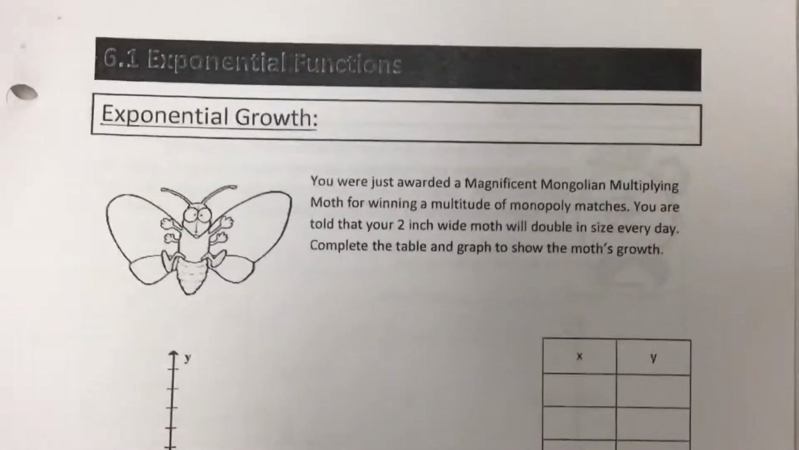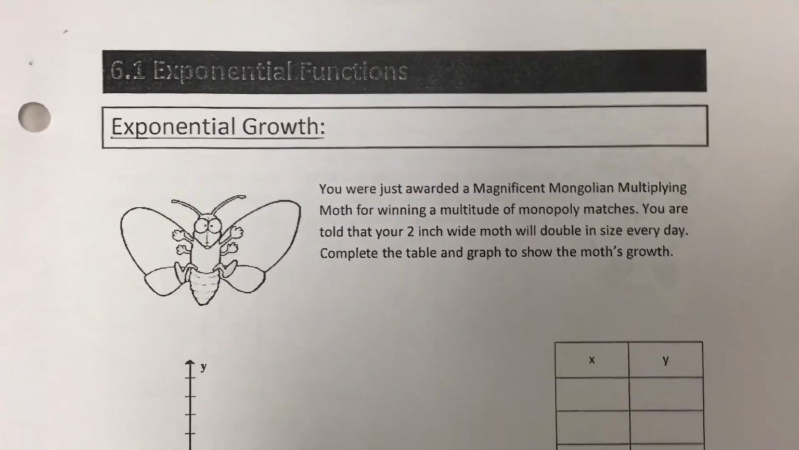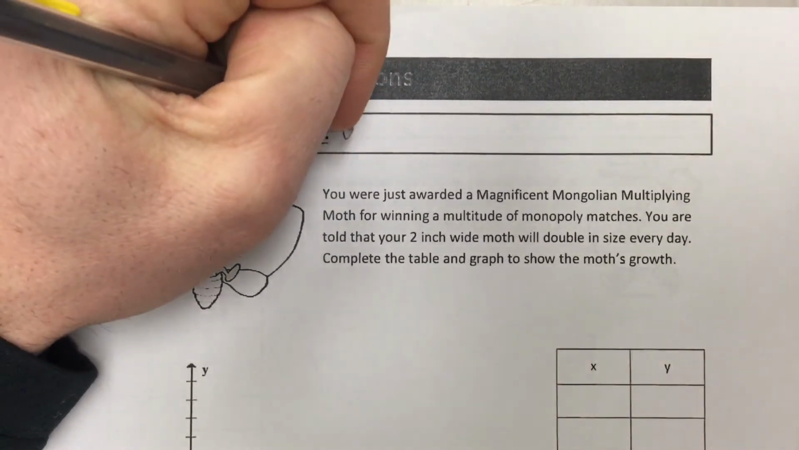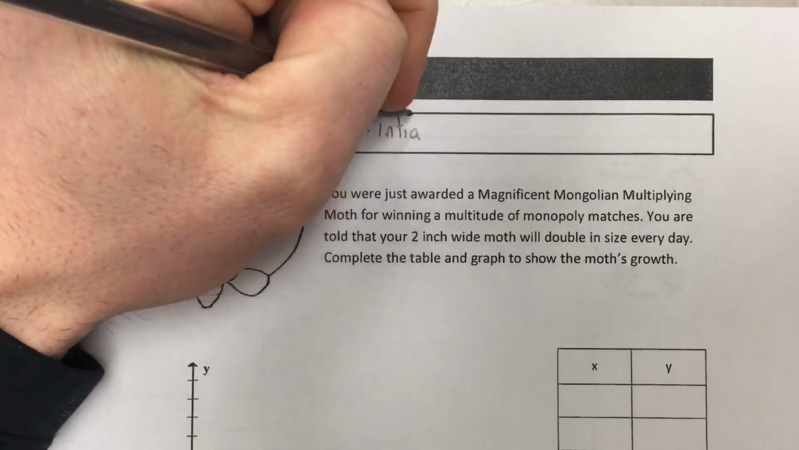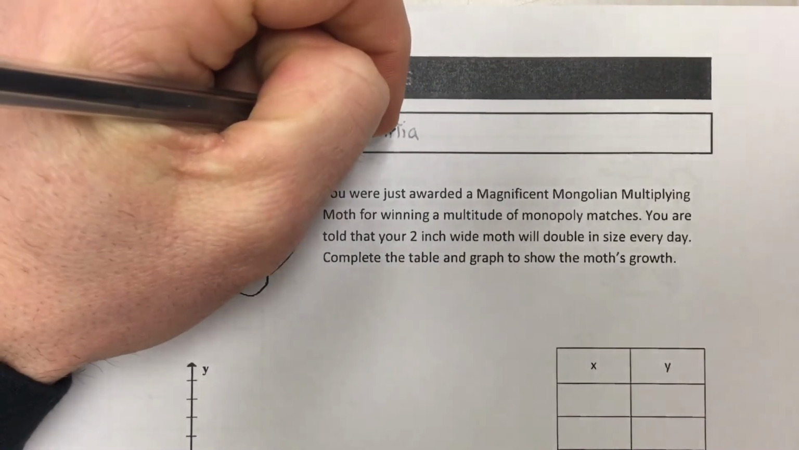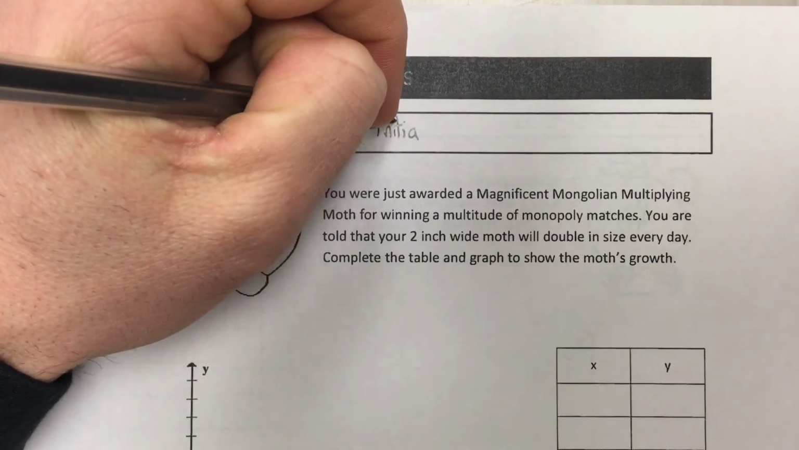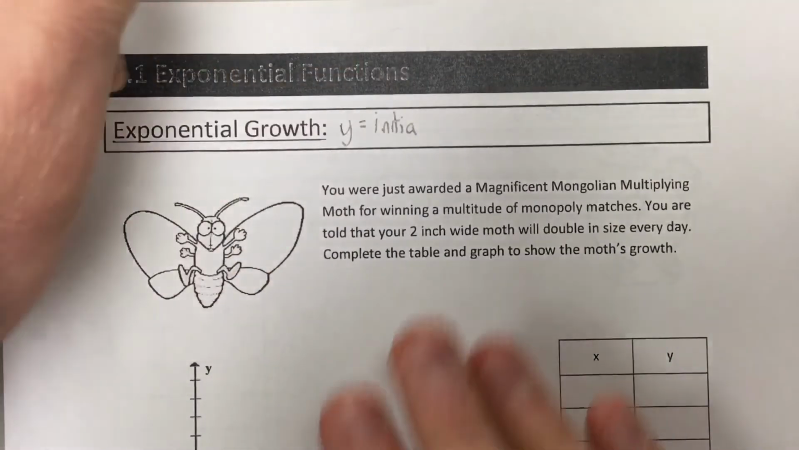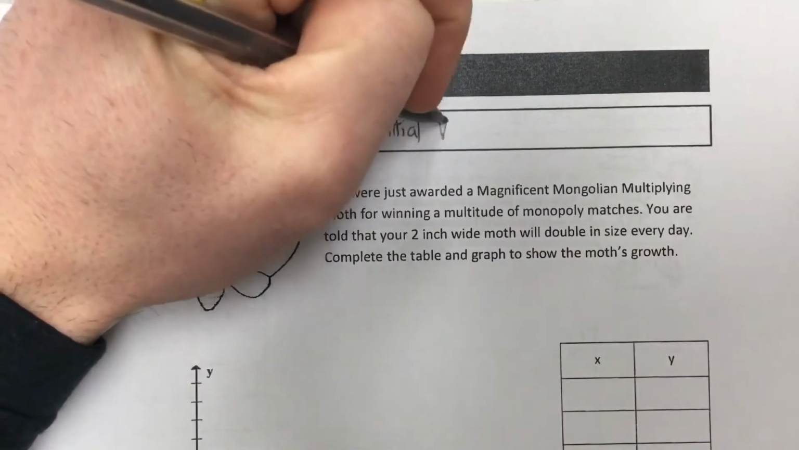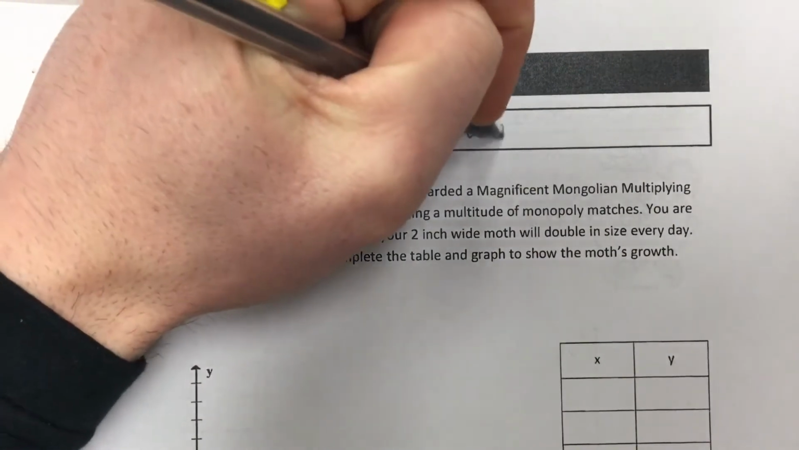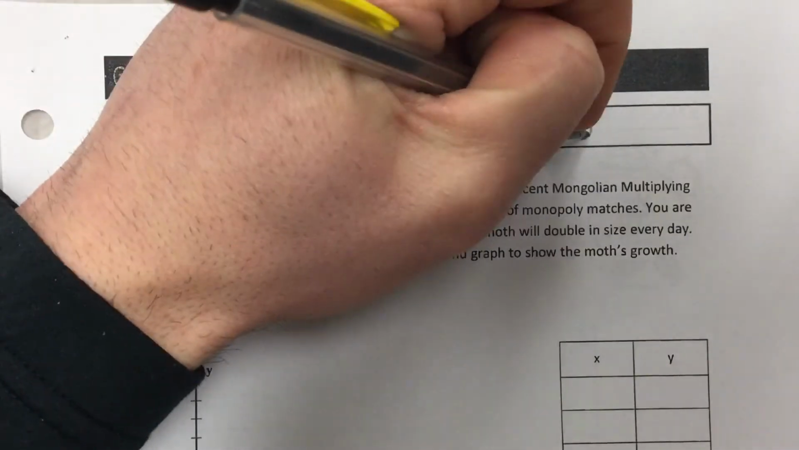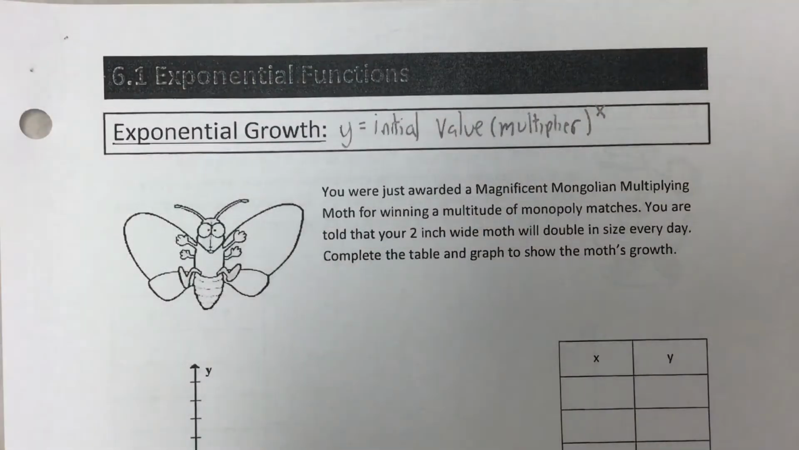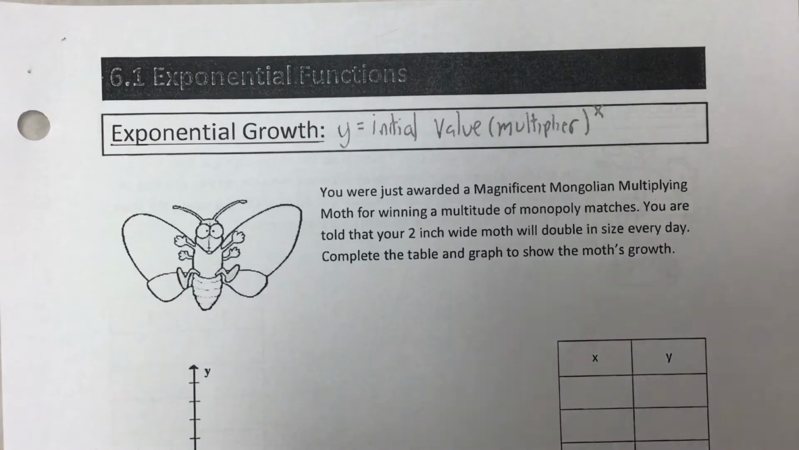We're starting out with exponential growth. And just remember, exponential equations are what we talked about last chapter. That equation is y equals initial value times your multiplier. And then remember, your x is in the exponent. Okay, so that's what we're building off of here.